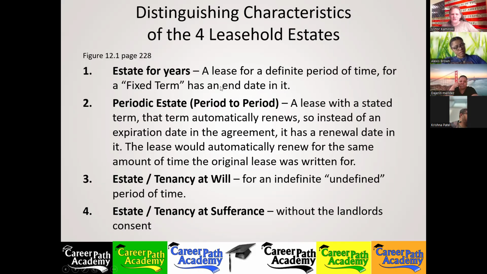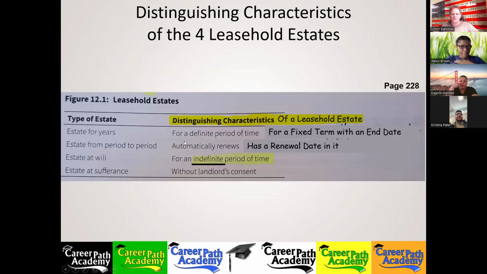So, an estate for years. Oh, wait, same one. We didn't change it yet. There we go. So let's highlight here on page 228 the distinguishing characteristics of a leasehold estate. I wrote there "of a leasehold estate." It doesn't say that in the book, so I just highlighted it and wrote it. So it reads, distinguishing characteristics of a leasehold estate. For an estate for years, it's for a definite period of time, and I wrote right after that, for a fixed term with an end date.